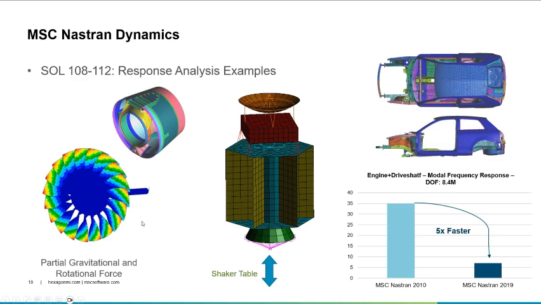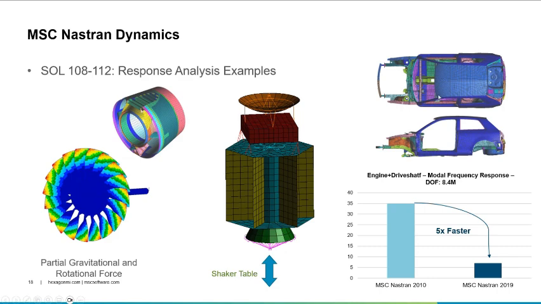Response analysis. So some examples, if something spins, there's a radial load. We'll look at some of the other examples later on. So there's an example of a shaker table. So there's some PSD input at that location. We want to see how the structure behaves. Now this is a very coarse model.